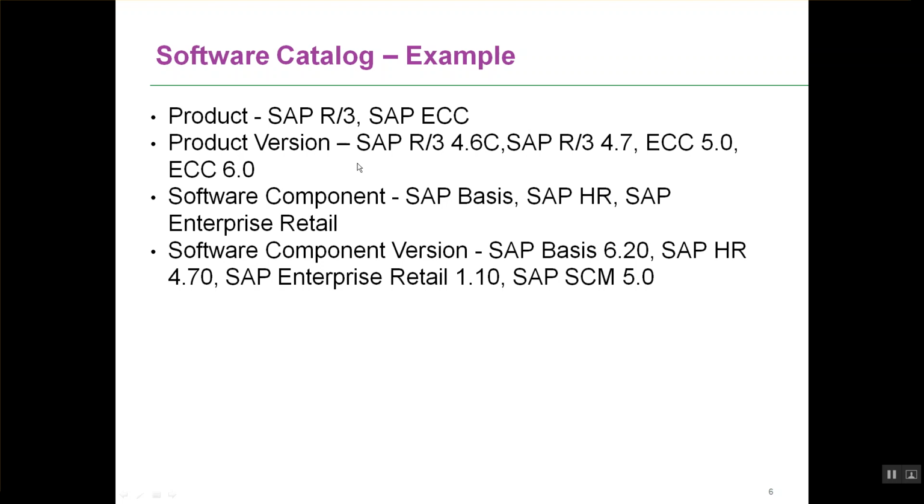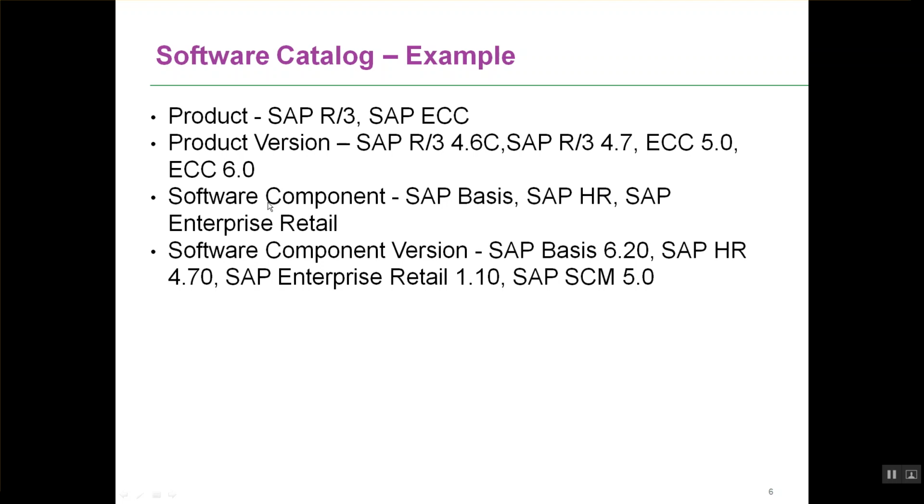What is a product version, then, you might ask? SAP R3, if you remember, had multiple versions: SAP R3 4.6c, SAP R3 4.7, SAP R3 4.7b, and so on. SAP ECC also has multiple versions, ECC 5.0, ECC 6.0, and so on. So an SLD will give you information around what all products are installed in the landscape and what are the various versions of these products that are being used, right? Now, so far so good.